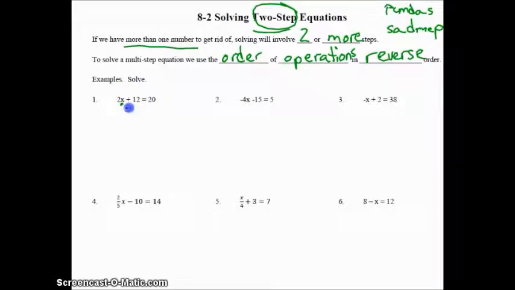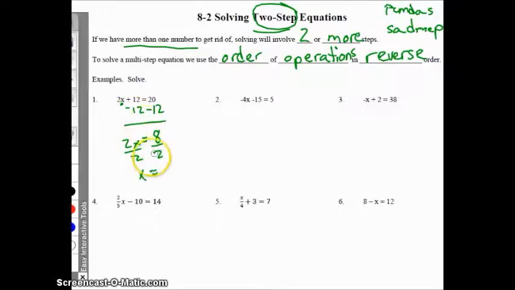So in this first problem, to get x by itself, we are going to subtract 12, subtract 12. And we are left with 8 equals 2x. Divide by 2, divide by 2, and x equals 4.